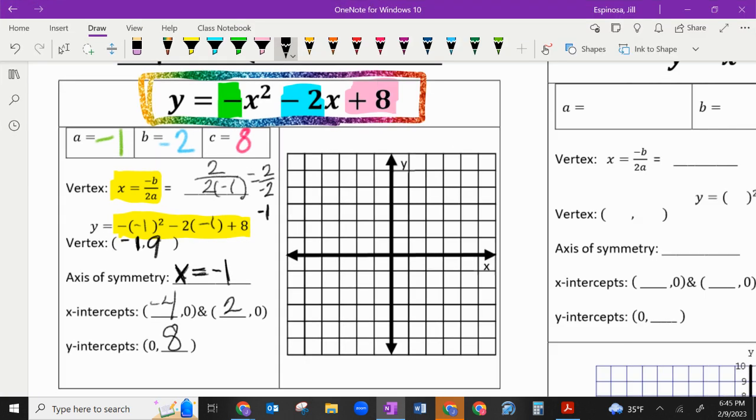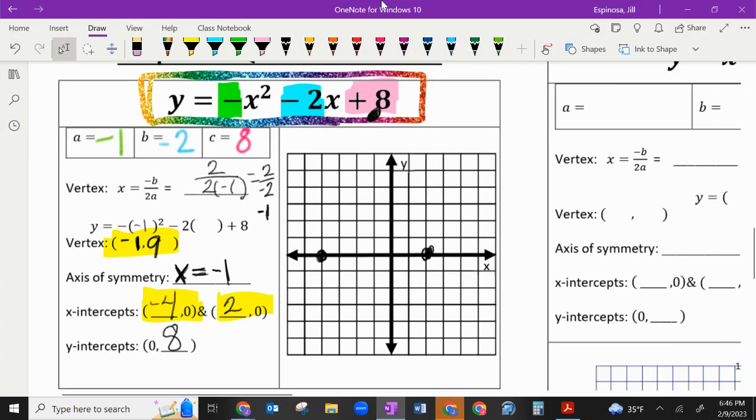From there, I'm going to erase these highlights that I have here. I'm able to graph my vertex, -1, 9. Actually, I'm probably not able. 1, 2, 3, 4, 5, 6, 7, 8, 9. So it would be all the way up here. I have a -4, 0, 1, 2, 3, 4, which is right here. I have a 2, 0, and I have a 0, 8. So 0, 1, 2, 3, 4, 5, 6, 7, 8 right here.